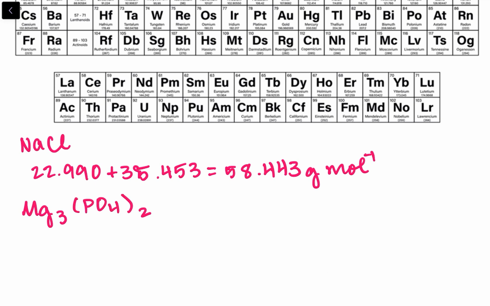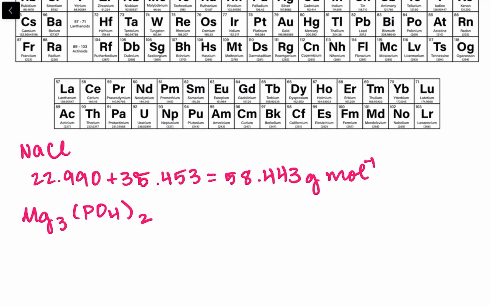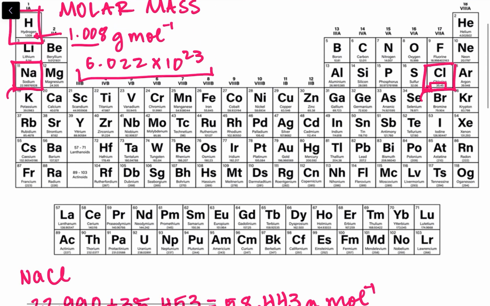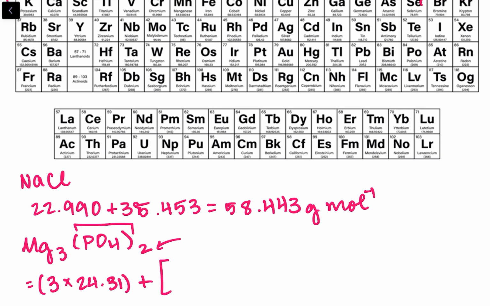For example, we have right here Mg3(PO4)2. I don't know the actual name, but you get it. We have 3 of magnesium. When computing the molar mass of this, we cannot forget parentheses. Where is magnesium? Magnesium is right here. So 3 times 24.31 plus. Now, PO4 is a polyatomic ion, and it is being multiplied by 2 as a whole because of the subscript right here.